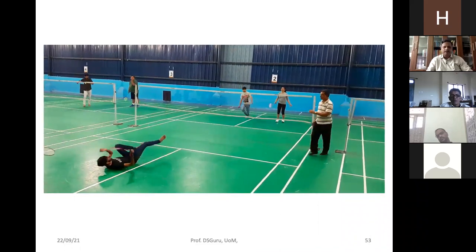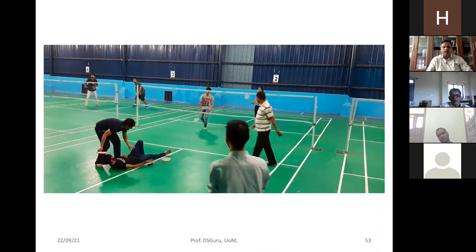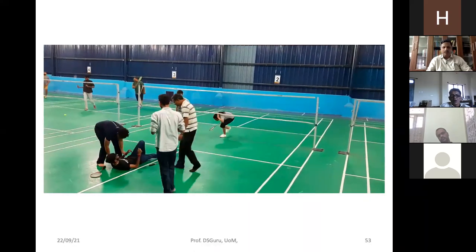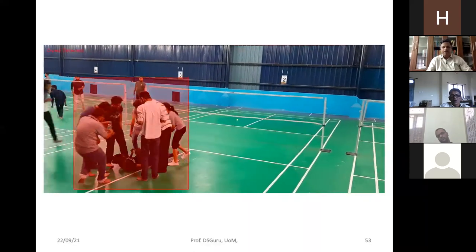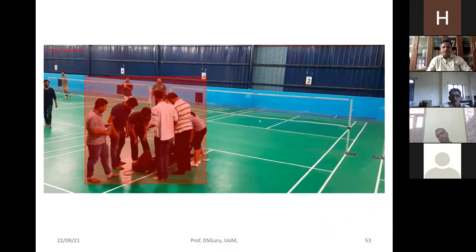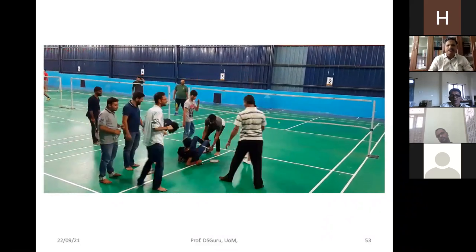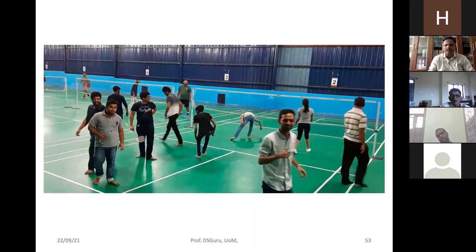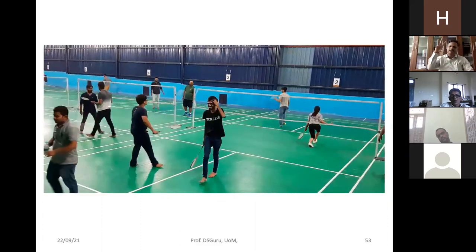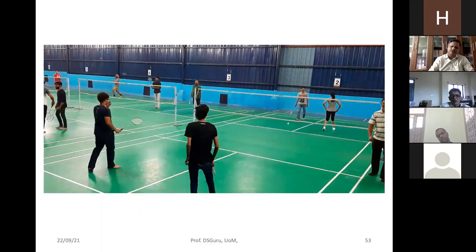Look at, yes, that fall has been detected, and a crowd is formed. Look at the top left. You see a crowd is detected. Somebody has fallen, right? So there was a surveillance camera, and we captured this video through the surveillance camera.